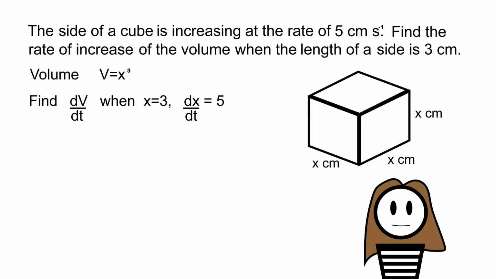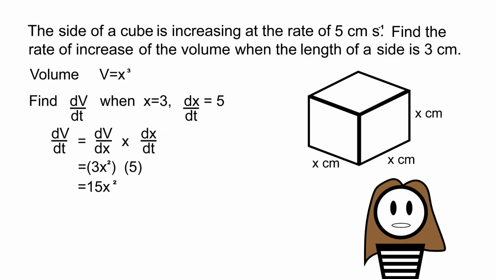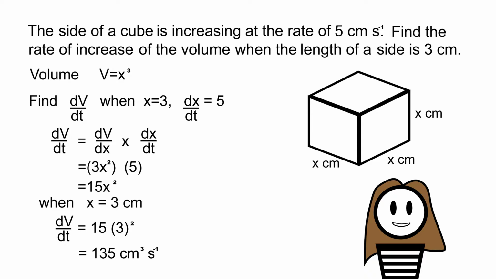When x is equal to 3, the rate of change is dx over dt is equal to 5. dV over dt is equal to dV over dx times dx over dt is equal to 3x squared times 5. The result is 15x squared, the rate of change of the volume with time. When x is equal to 3, dV over dt is equal to 15 times 3 squared, which is equal to 135 cm cubed per second.